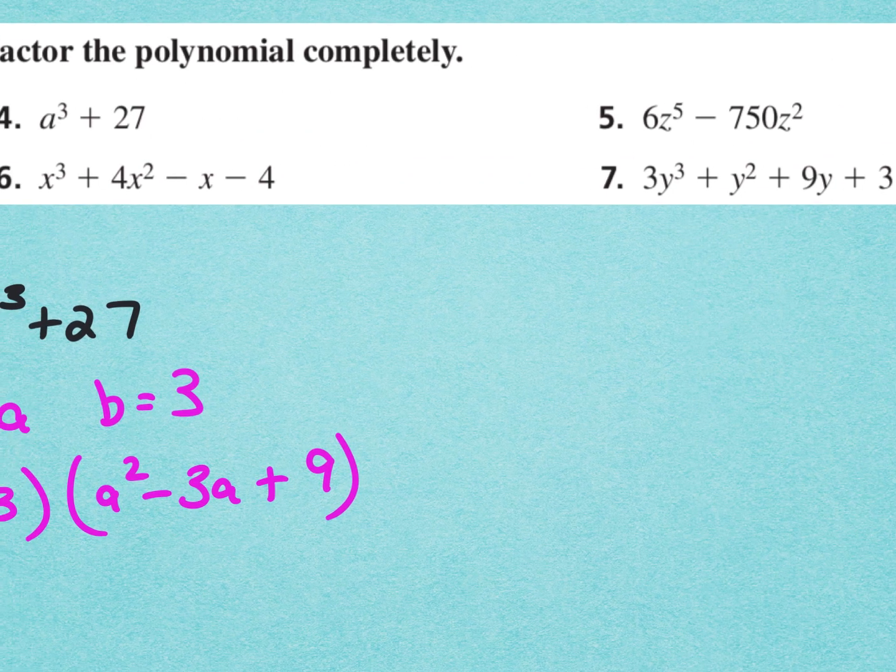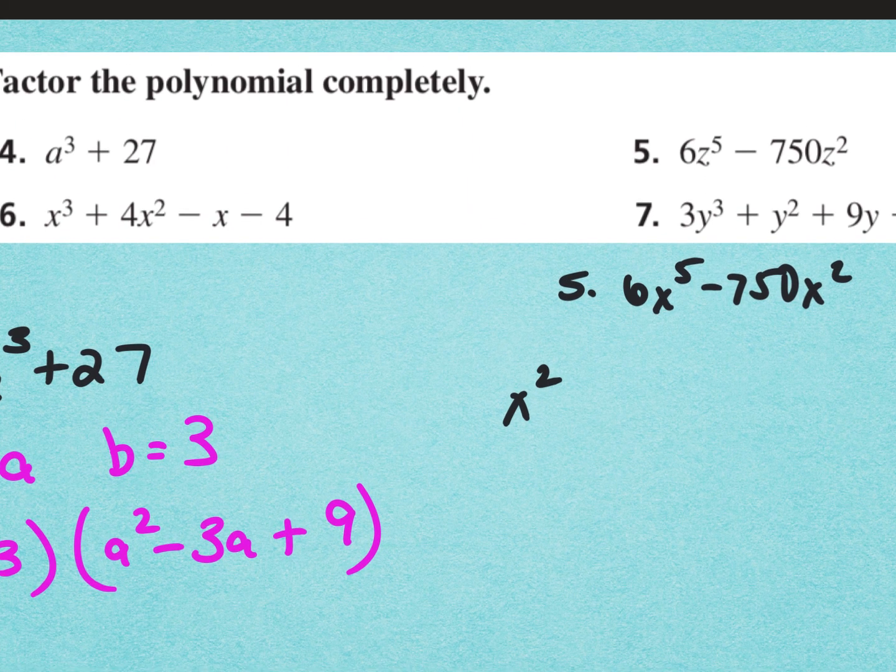All right, let's go to 5. We have 6x to the 5th minus 750x squared. What do they have in common? X squared, good. Now some of you are like, I don't know if 6 goes into 750. Some of you will pull out your iPhone and do it real fast. But are you going to have that on your test or quiz? No. So is 750 divisible by 6?